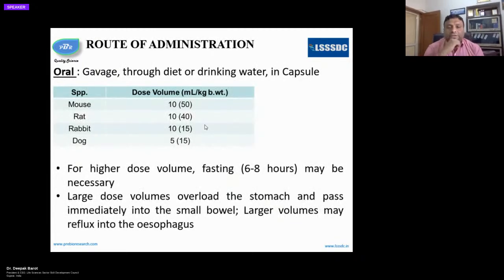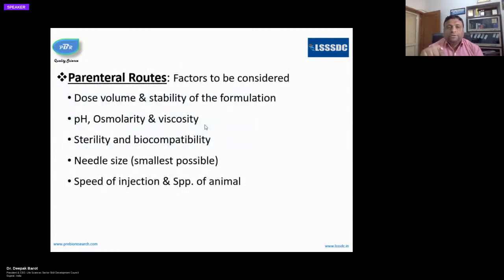If you give a gavage to mouse, rat, rabbit, or dog, the dose volume should be not more than 10 ml per kg body weight. Please try to be within this range. For parenteral routes, it is important, as you know, that the drug can get directly into the systemic circulation. So the pH, dose volume, sterility, needle size, and how speedily you give the injection, all those things come into play.